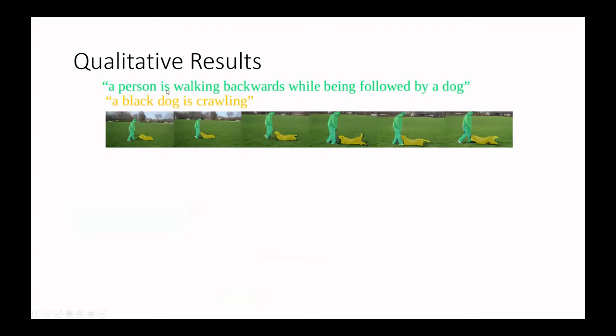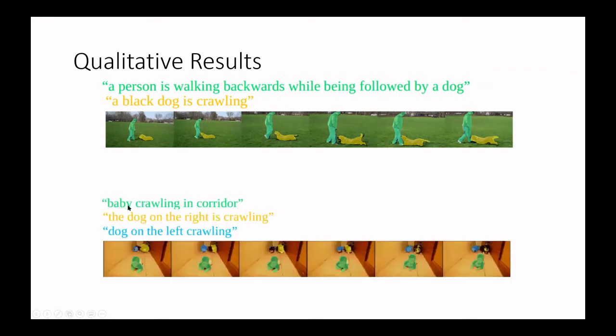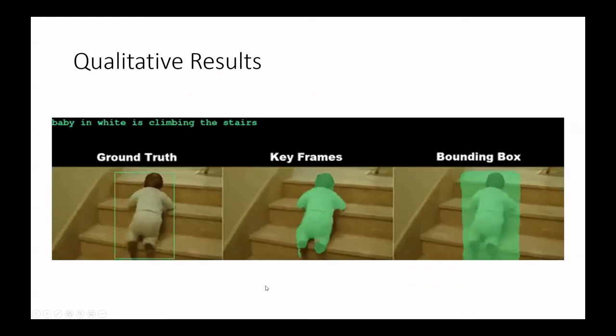So again, we can do pretty well. So this sentence, the person is walking backwards while being followed by a dog. Given the video, we can actually segment this person. Then another sentence, a black dog is crawling, we can segment like that. And then baby crawling in the corridor, we can do that. The dog on the right is crawling, okay, we can do that. And dog on the left is crawling, we can do that. So this is a video.